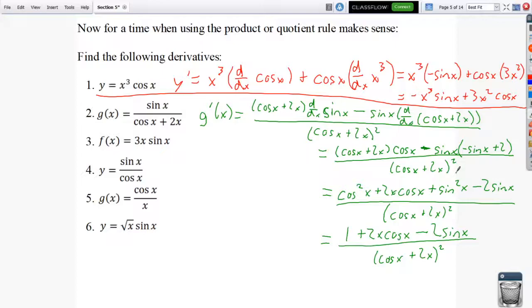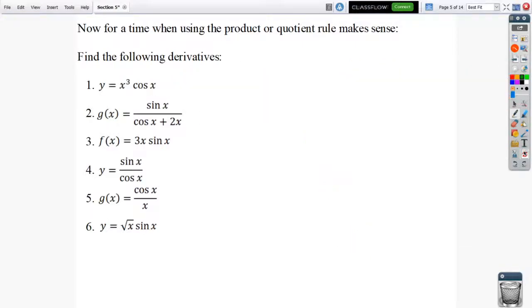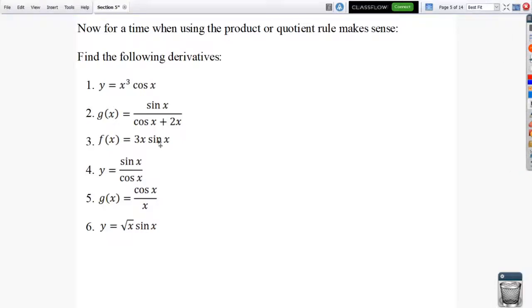Should I clean up my page and do a couple? Maybe pause it, try them out. Make sure you're doing these right. There we go. Well, we did 1 and 2 already, right? Oops, that didn't work out too well.